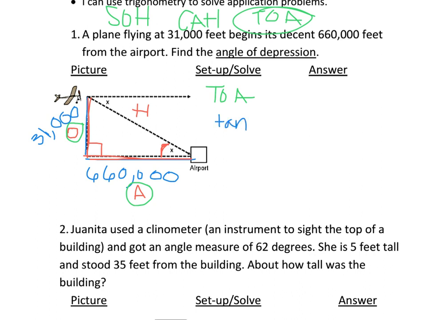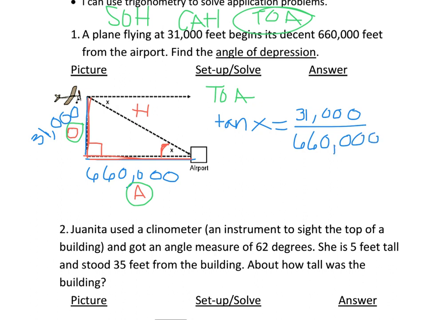of our angle, which in this case is x, so tangent of x equals, it says OA, opposite over adjacent. The opposite is 31,000. And A, which is adjacent, is 660,000.